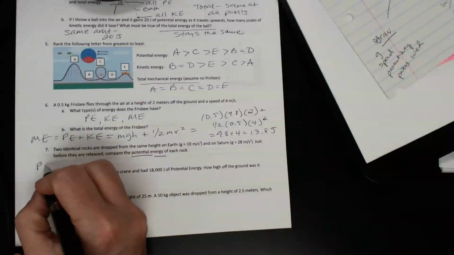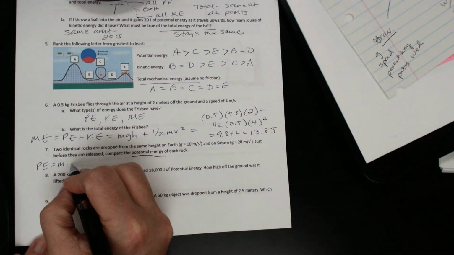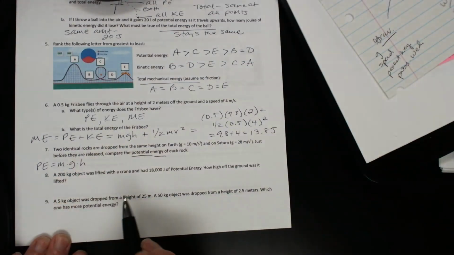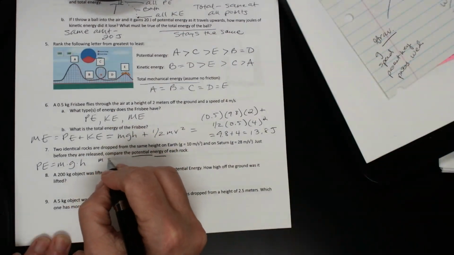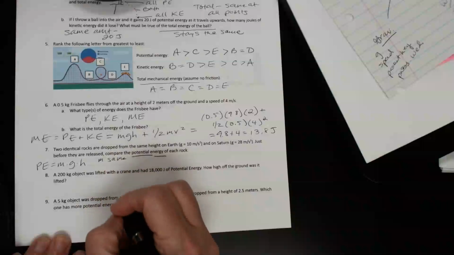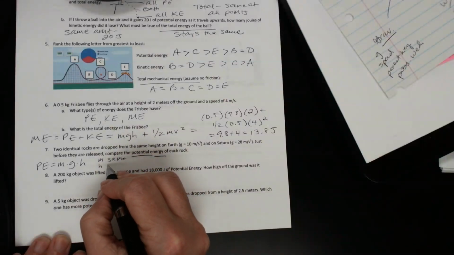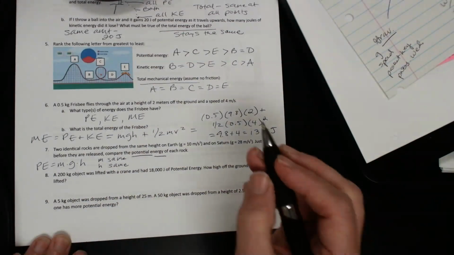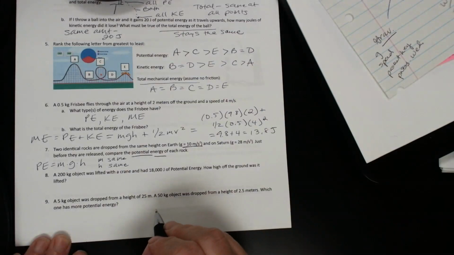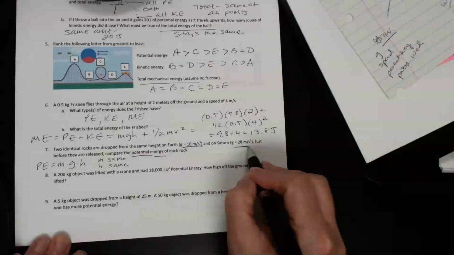So remember, potential energy equals mass times G times H. So we're told that these rocks are identical, so their masses are the same. We're also told that they're dropped from the same height, so H is the same. So what is different here? It is the value of the acceleration due to gravity. It's different on Earth compared to Saturn, because they're two different planets, two different bodies creating two different forces of gravity.